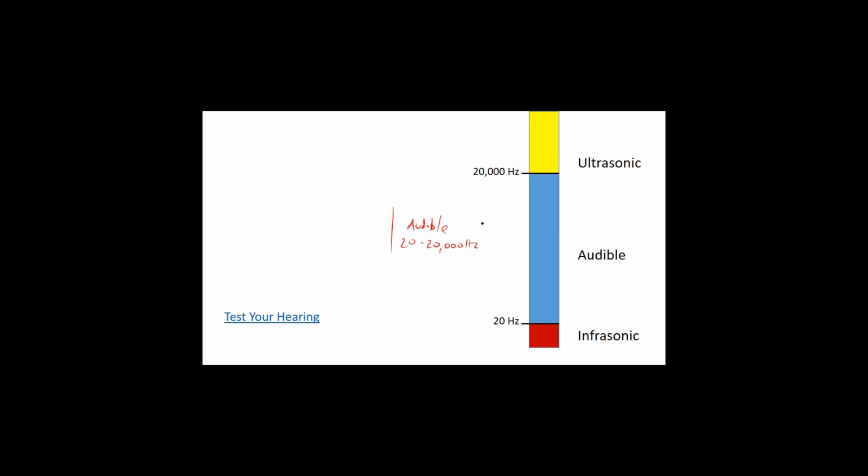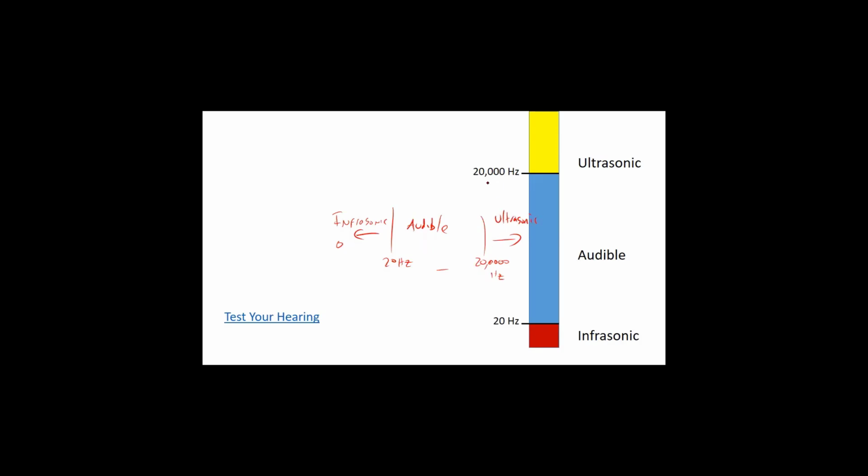Just draw right here. And then below that is going to be infrasonic. It's going to be 0 to 20. Maybe we'll put 20 hertz right there, 20,000 hertz right here. So audible is going to be in between those. And then below that is going to be called infrasonic. And above that is going to be called ultrasonic.